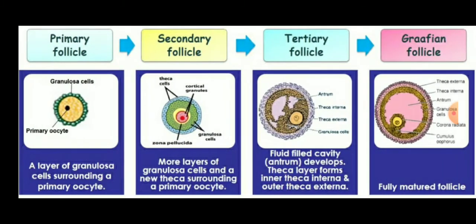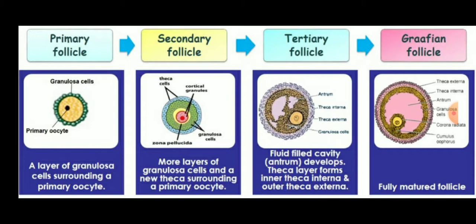So what happens? This is the stage of the development of the Graafian follicle. First, the primary follicle is made up of a layer of granulosa cells which surrounds a primary oocyte. Then the secondary follicle is formed, which has more layers of granulosa cells and a new outer covering, the theca, surrounding the primary oocyte.